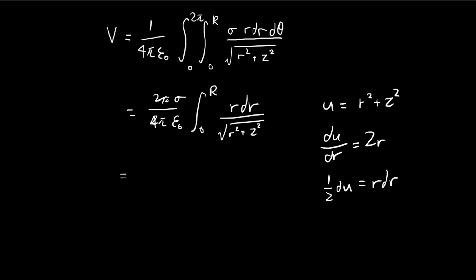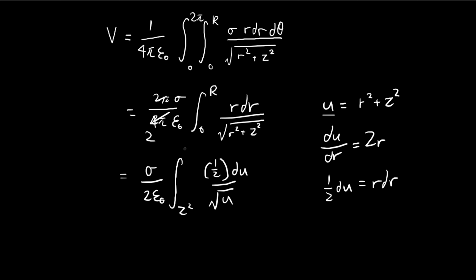So these cancel out, so we get this expression here. r dr is 1 half of du. The r squared plus z squared, that's going to be u, right? So we have a square root of u. And our bounds, substituting 0 in, it goes from z squared all the way to z squared plus R squared. And so integrating this, I'm just going to pull the 1 half outside, so this becomes 4. Integrating this, we get u to the power of 1 half, times 2.